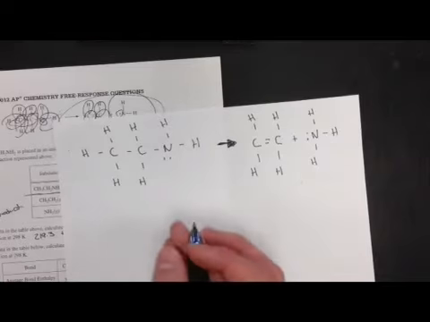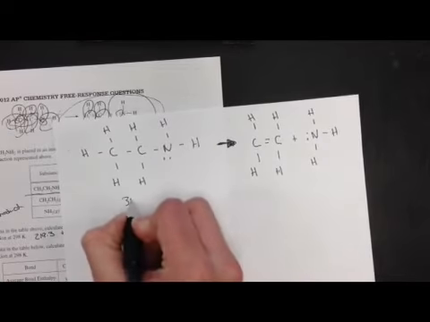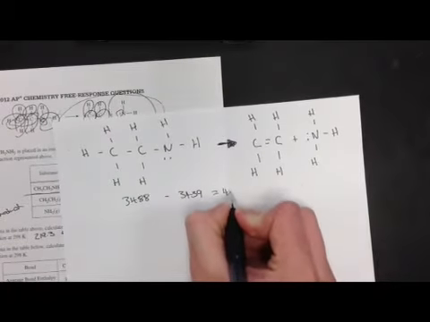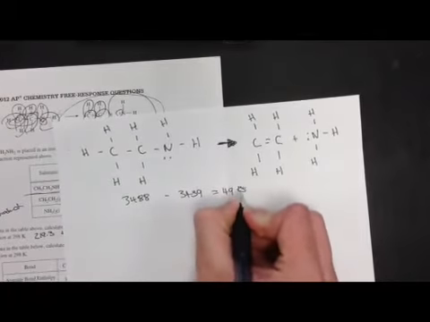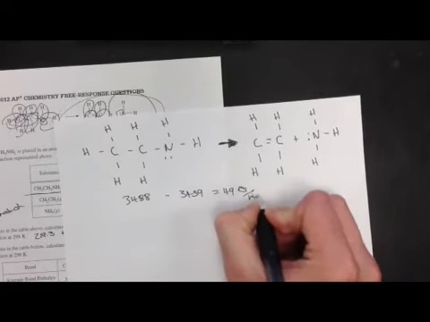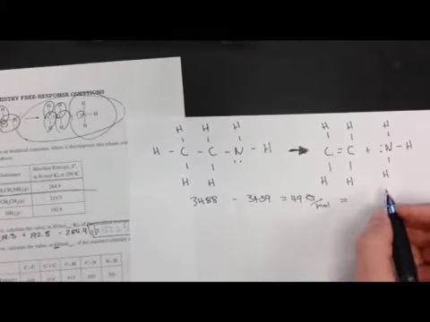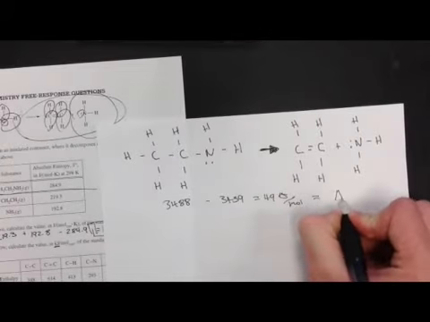So you subtract, again, the 3,488 minus the 3,439, and that gives you 49 kilojoules per mole in the reaction, and that is equivalent to your delta H, which you'll be using later, and that is the answer to letter B.